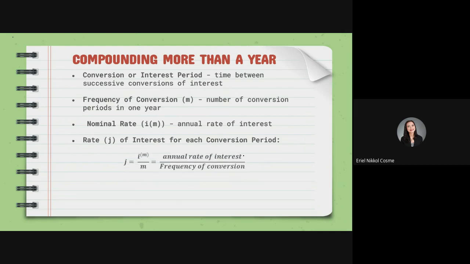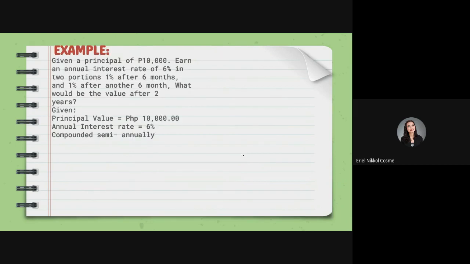So here is a formula to be used on how we are going to get our J, and the total number of conversion periods, which is N, is equal to time multiplying M, where M is the frequency of conversion. So let us have the first example.